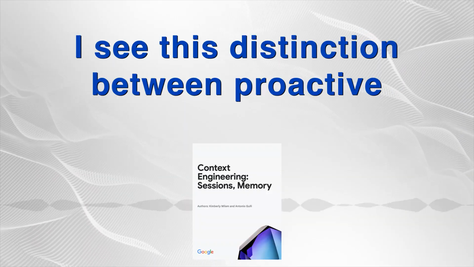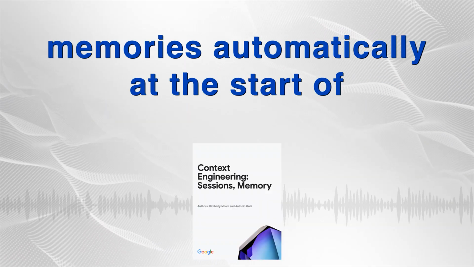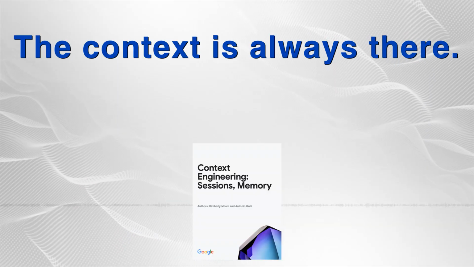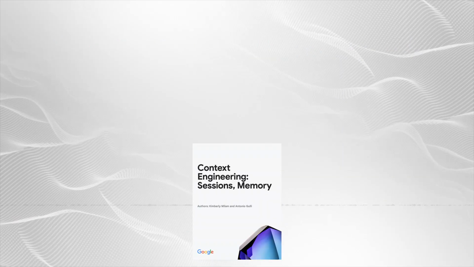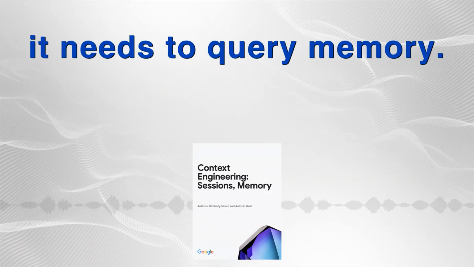I see this distinction between proactive and reactive retrieval. Proactive retrieval means we load key memories automatically at the start of every single turn. The context is always there. But the latency cost is constant. It is, but the results can be aggressively cached. Reactive retrieval, or memory as a tool, lets the agent decide when it needs to query memory.